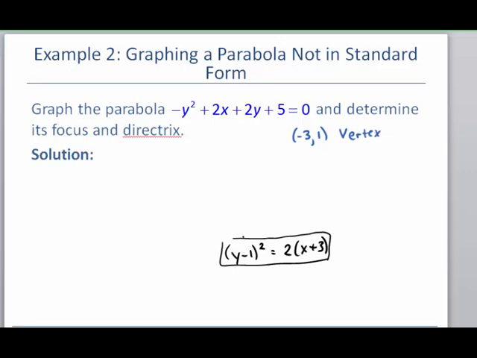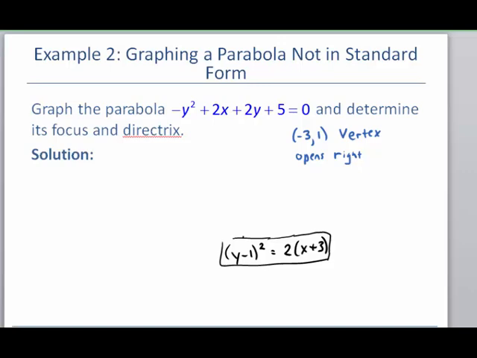How's it going to open? Since the y is squared, we know that it'll either open to the left or to the right. And to determine left or right, we look at this number and determine whether it's positive or negative. Since it's positive, we know that the parabola will open to the right.